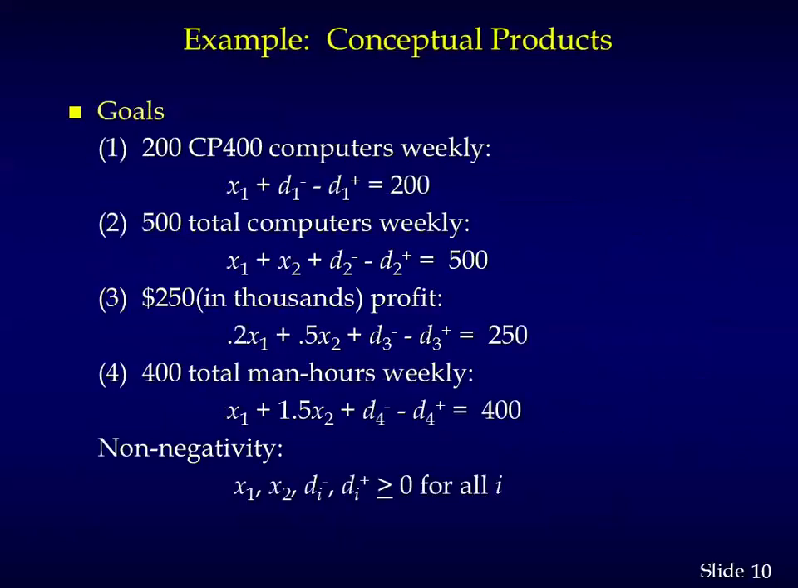Okay, next one. Now, where are the goals? First of all, we have to produce at least 200 CP400 computers weekly. So, write that as x1 equals 200 with deviational variables: x1 plus d1 minus, minus d1 plus, is equal to 200. Now, why are we adding d1 minus and subtracting d1 plus?